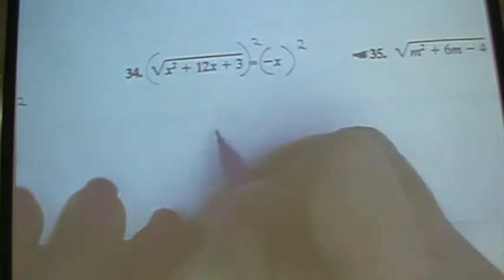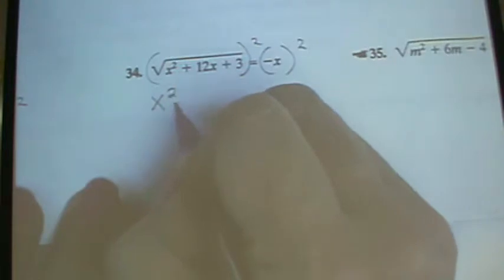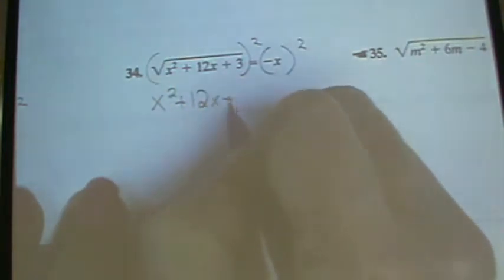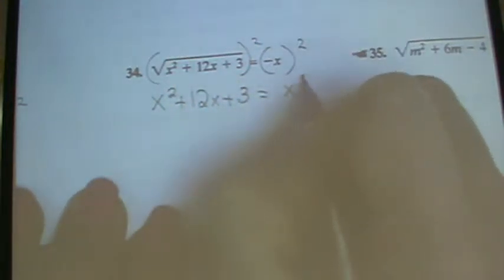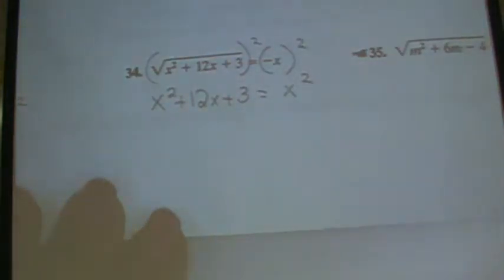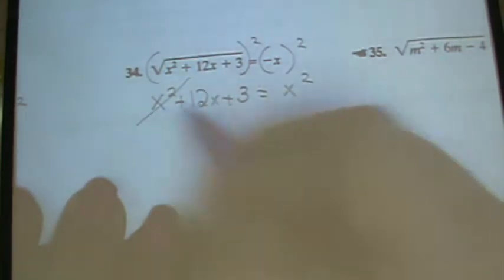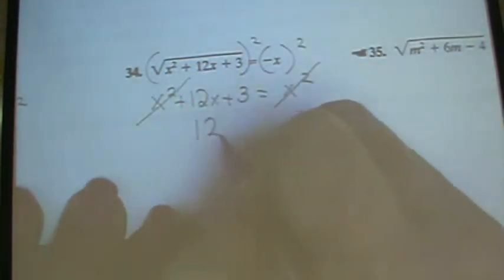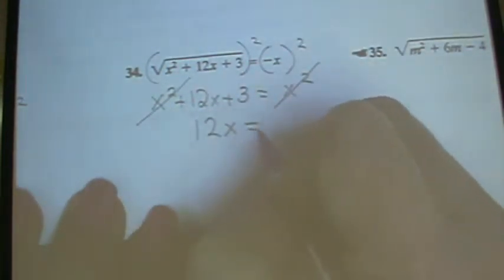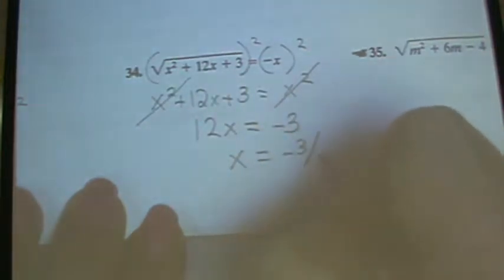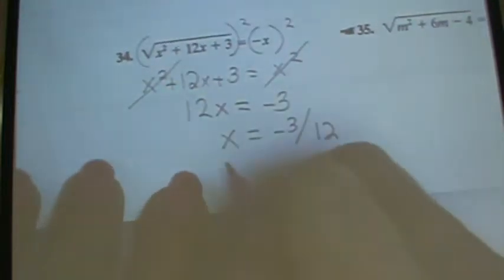34, this one, you're going to square both sides. Negative x times negative x is positive x squared. These cancel. So you have 12x equals negative 3, and x is equal to negative 1/4.